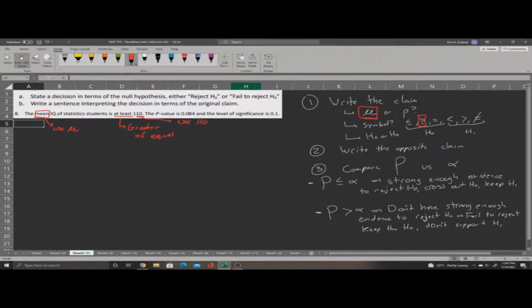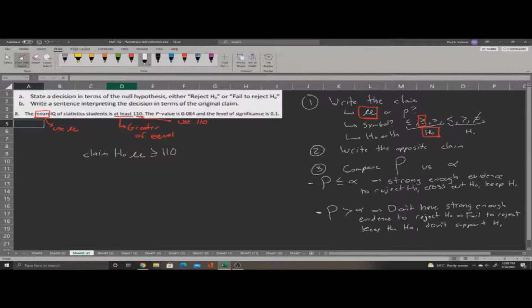And since the greater than or equal falls inside of the null hypothesis section, that will be our null hypothesis. So begin with writing mu, greater than or equal, 110, label it as the null hypothesis, and also write that this is the claim. That takes care of our first step.